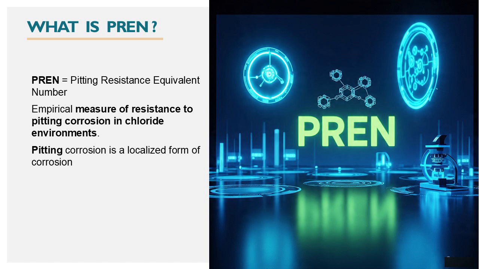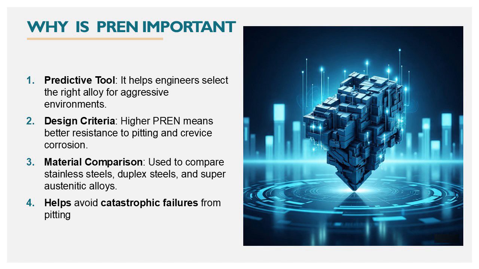PREN is not a physical property but an empirical index. It predicts how well an alloy resists localized corrosion, especially in chloride-rich environments like seawater. Why is PREN important? Pitting corrosion can cause sudden leaks or failures even when overall metal loss is minimal. PREN helps engineers choose alloys that minimize this risk.